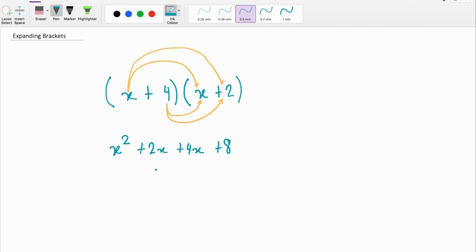So if we were to combine this and simplify this overall, we would get x squared plus 2x plus 4x gives us 6x, then plus 8. And that would be our final answer.